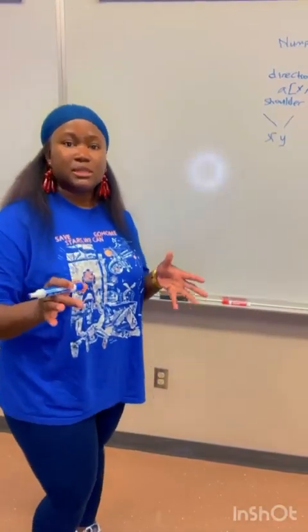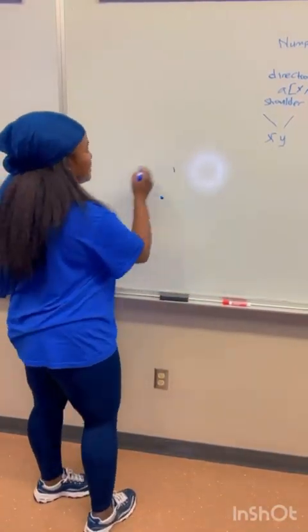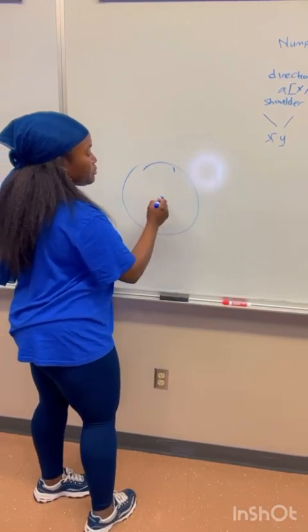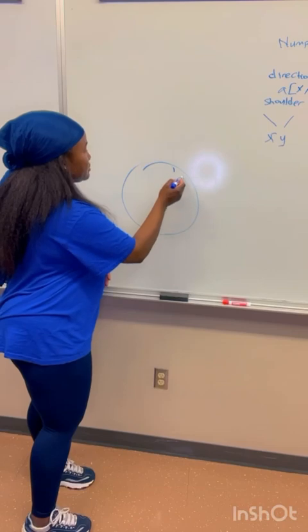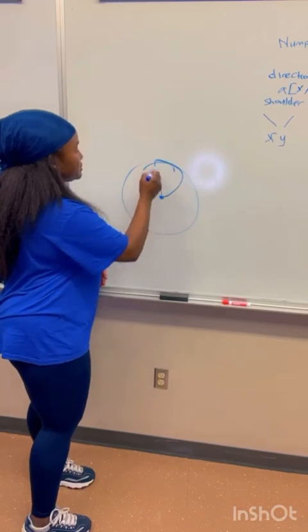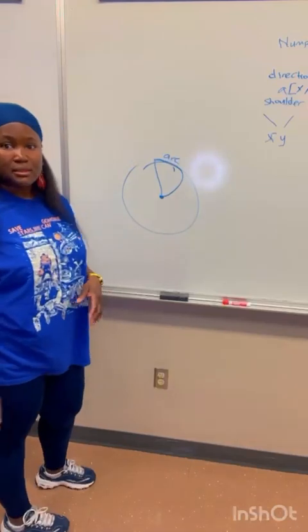Okay, let's use an example. Let's say we have this point. Let's say we have a circle, and this is like a point of origin, right? And we want to rotate all the way to this point. This is like an arc, isn't it? So that's like an arc.